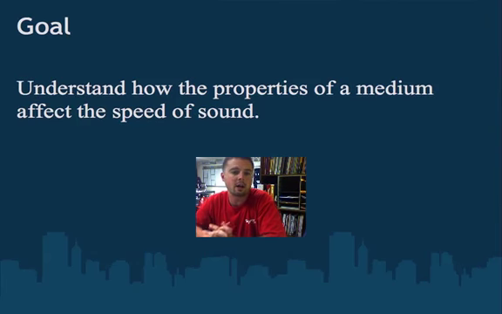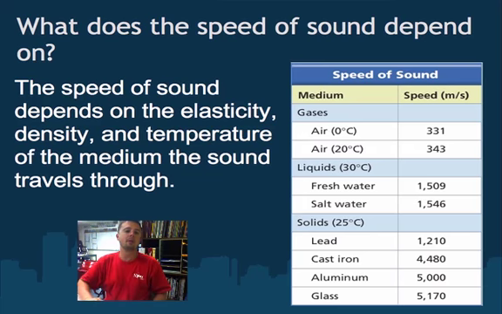We're going to take a look today at our goal of looking at how the properties of a medium can affect the speed of sound. Speed of sound depends on three factors. The first factor is elasticity, how elastic that object is, how dense that medium is, and the temperature of the medium. All three of those things affect how sound can travel through that medium.